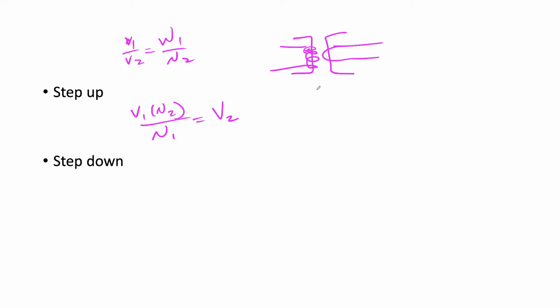And so what happens if we have, say, N1 equal to 5 loops over here, and we have N2 equal to 25 on the right. So we plug in, we have 10 volts coming in. So 10 times 25 divided by 5, and that should give us a step-up voltage of 50 volts. So this means with this transformer, we're actually increasing the voltage across each side of the wire, making it up to about 50 volts, 5 times the input.